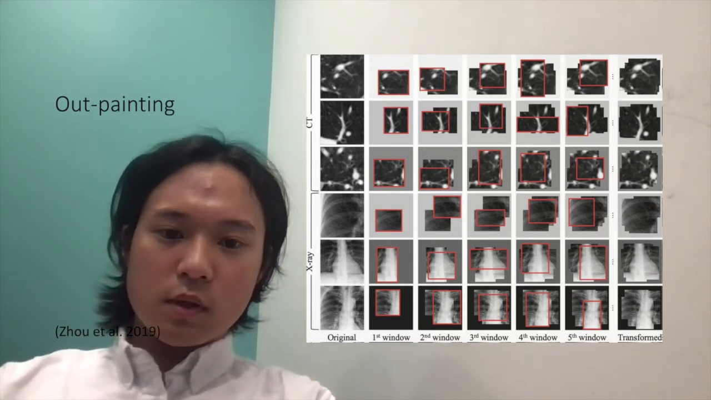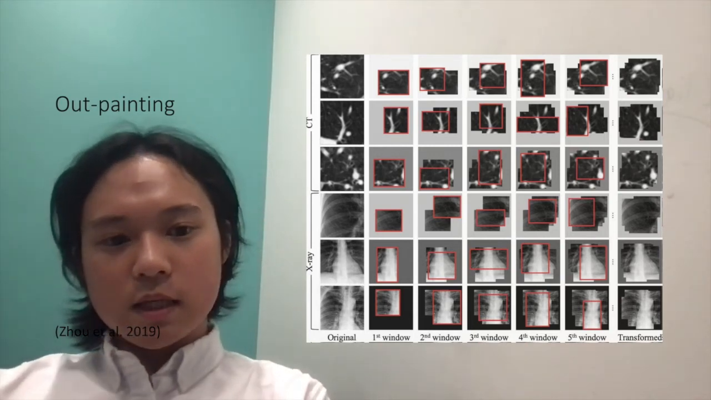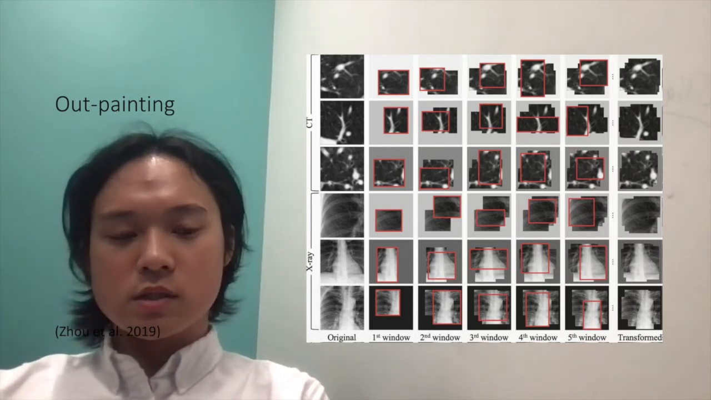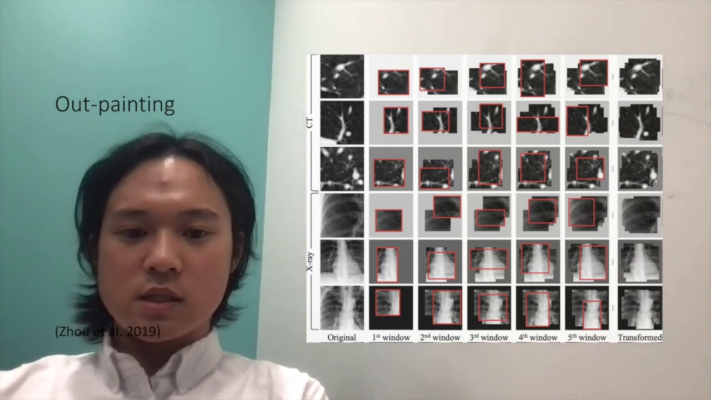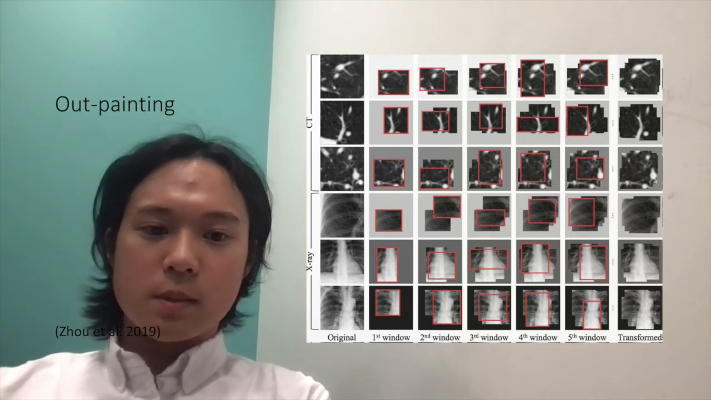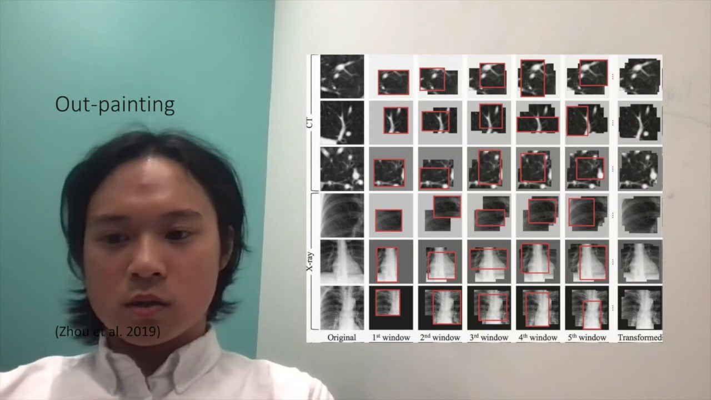To use a simple example to explain what inpainting and outpainting do, inpainting helps the model learn how to answer questions like, where is the heart and what does it look like, given a chest CT scan. And outpainting helps the model learn how to answer questions like, what does it look like around a heart?